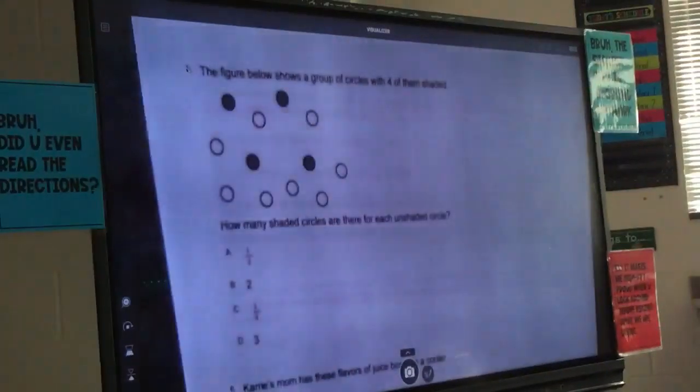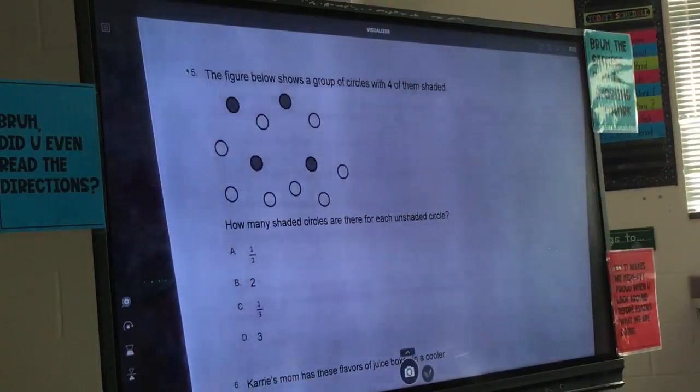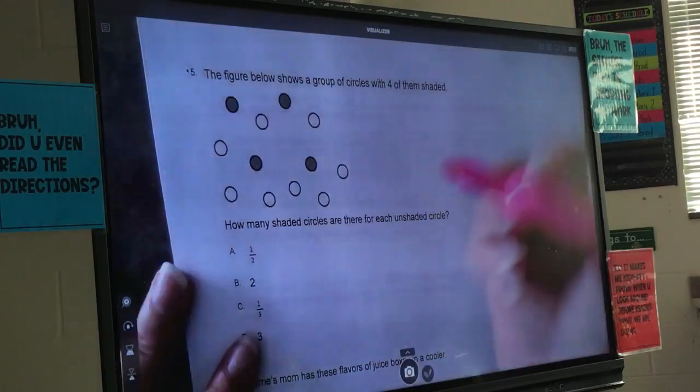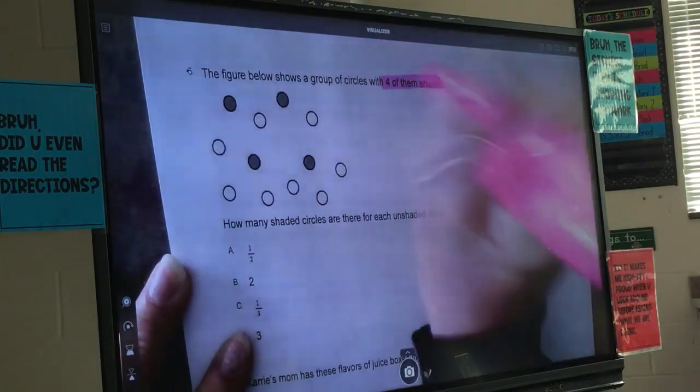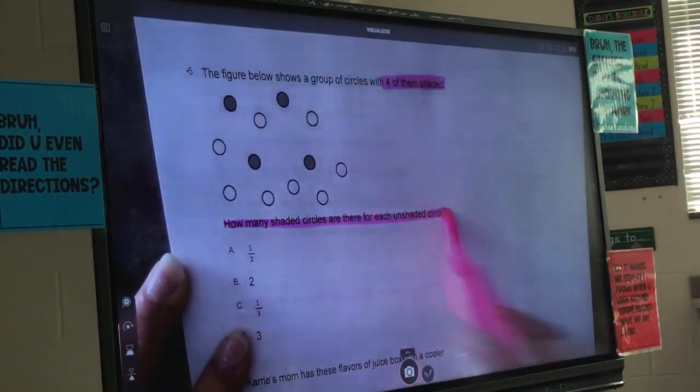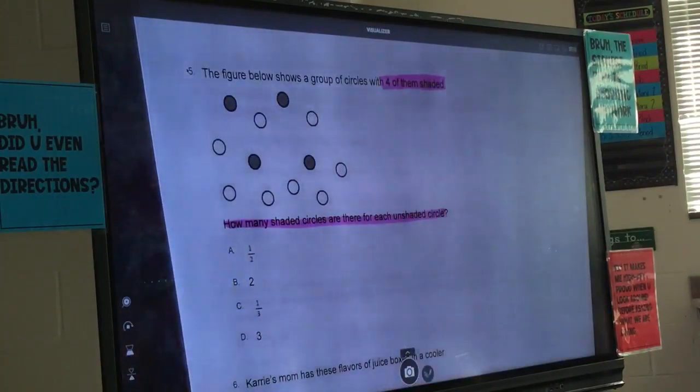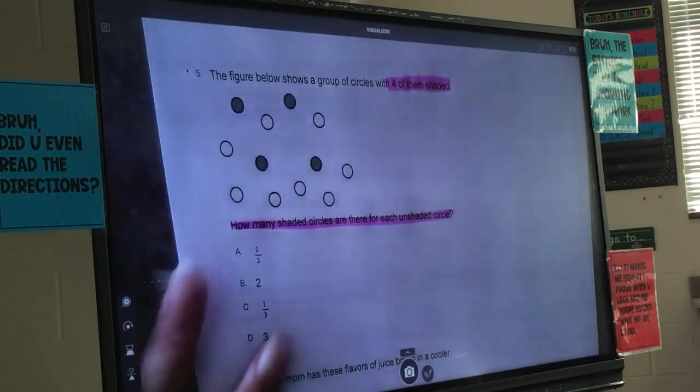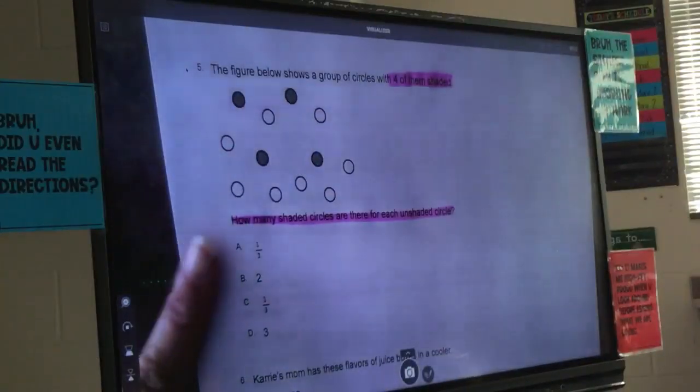All right, number 5. It says the figure below shows a group of circles with 4 of them shaded. How many shaded circles are there for each unshaded circle? All right, so we know that there are 4 shaded circles because that's what it tells us. And the question is, how many shaded circles are there for each unshaded circle? So what is our original ratio? Start with that. Because if you don't know the original ratio, it's hard to answer this question. Gracie? 4 to 12. And where did you get 12 from?